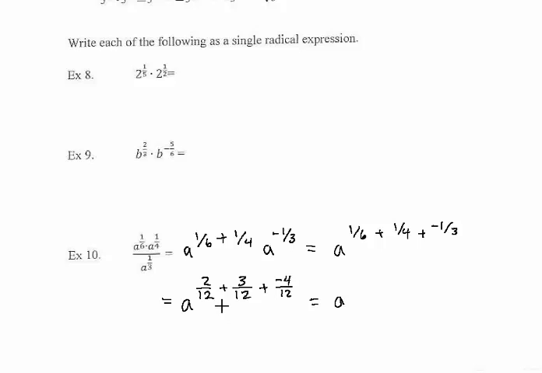Now we add the numerators. 2 plus 3 is 5, minus a 4 gives us a 1. We keep the common denominator 12, and now with a single exponential expression, we can write a single radical expression, the 12th root of a. Denominator becomes the index.